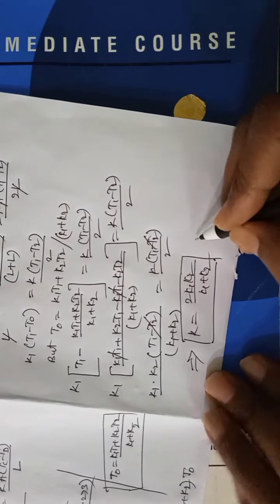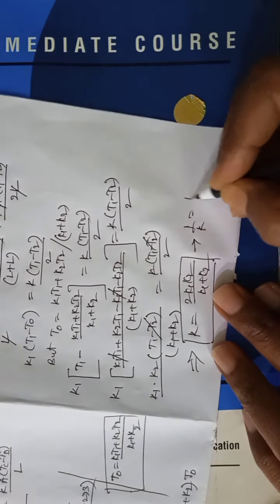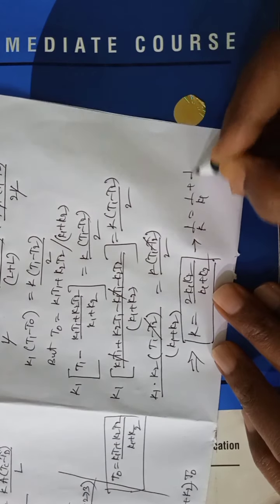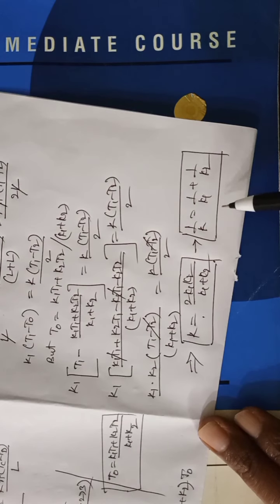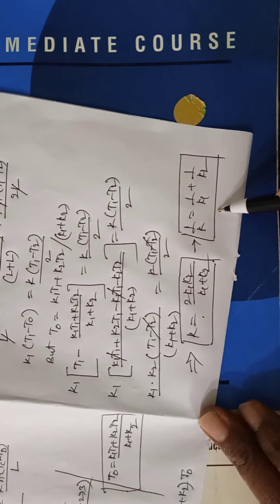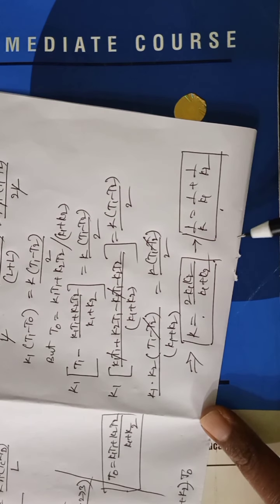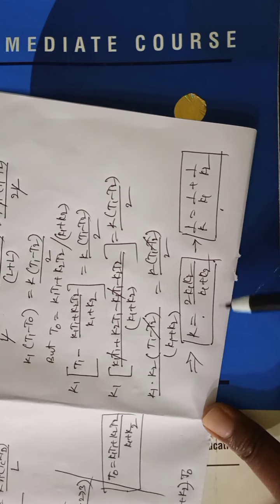This also can be written as 1 by K is equal to 1 by K1 plus 1 by K2. The same thing can be written in this way also. So in multiple choice questions, a question may be asked, what is the relation between K, K1 and K2? And in the options, if this is given, you can identify. Both are one and the same.